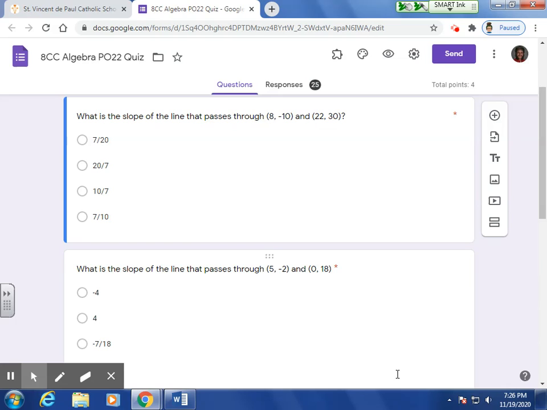So, to the quiz. The CO22 quiz, the whole point of this is to find that vertical change over the horizontal change. And the formula that we talked about is y2 minus y1 over x2 minus x1. Okay, and so if these are the two ordered pairs that we're working with here, (8, -10) and (22, 30), go ahead and label x1, y1, your first x, your first y, then x2, y2, your second x, and your second y. Okay, and then you just plug them into the formula.